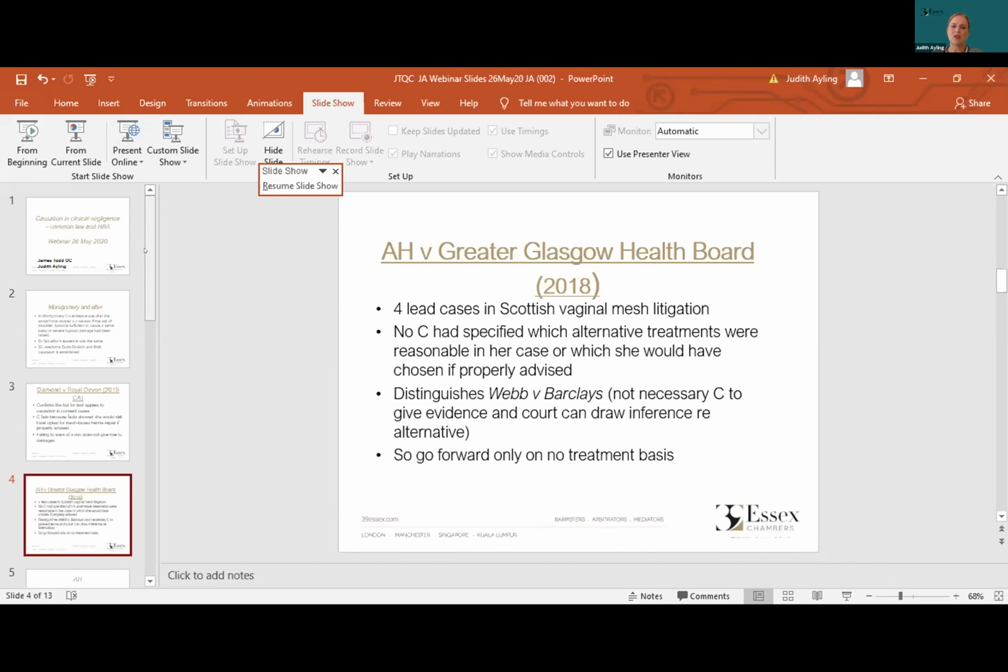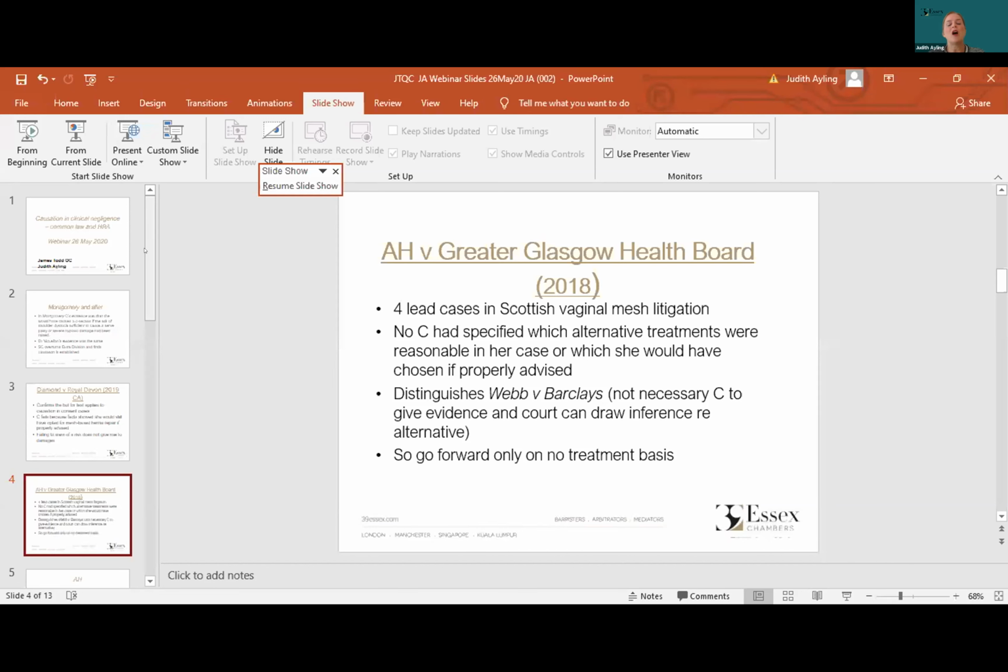And the judge took a firm line with those cases and said, if you don't plead which alternative you would have taken if you'd been differently advised, then the case can't go forward. You have to plead and then prove which alternative you would have taken. So the cases are only going forward on the basis that if the claimants had been advised differently, they would have taken not any alternative treatment, but would have opted to have no treatment at all.